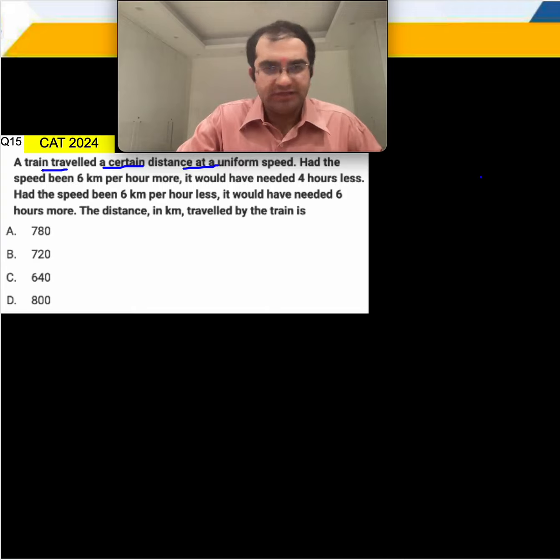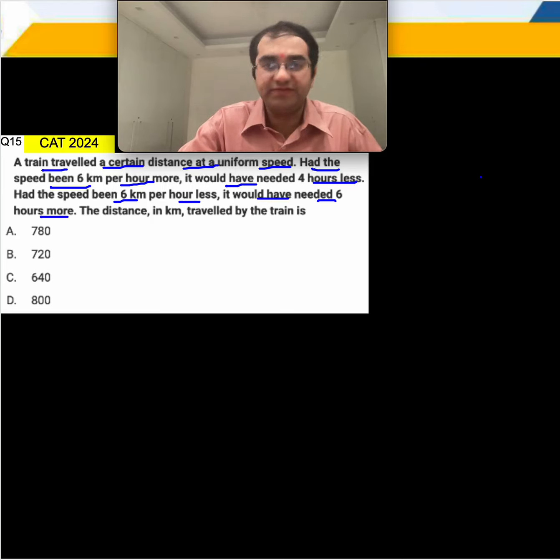A train traveled some distance at some speed. If the speed were 6 more, it would take 4 hours less. If the speed were 6 less, it would take 6 hours more. Find the distance. Let the distance be d.